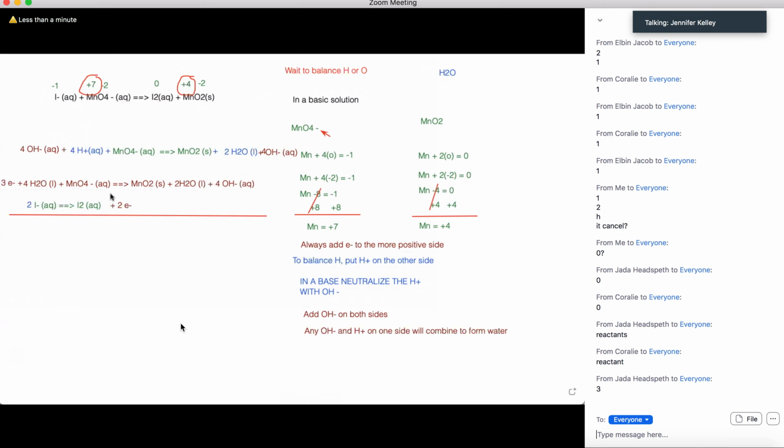All right. So I'm looking at the electrons. The manganese half reaction has 3 electrons, and the iodine half reaction has 2 electrons. Oh man. It's saying that I have less than a minute left, so it may close. If it does, we'll reopen it, and then you just come back.